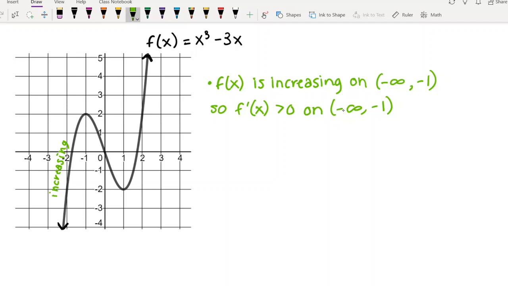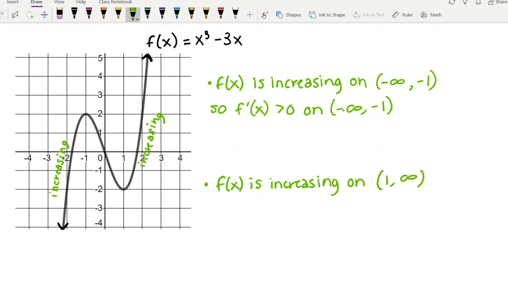And then similarly, we have the graph also increasing starting from x is equal to 1 to x is equal to infinity, right? Like basically from 1 on, the graph is also increasing. So we can also say, and I'll put it down here so that things can be in order, f of x is increasing on the interval from 1 to infinity.